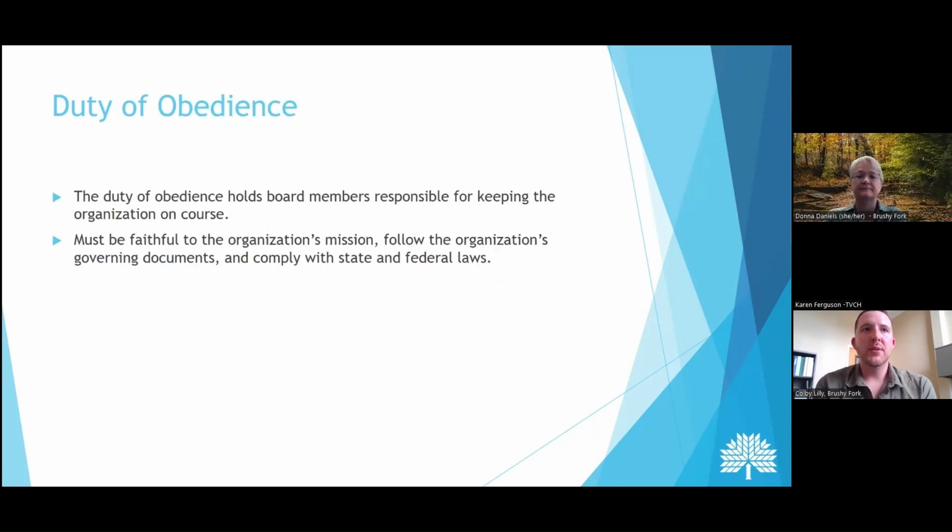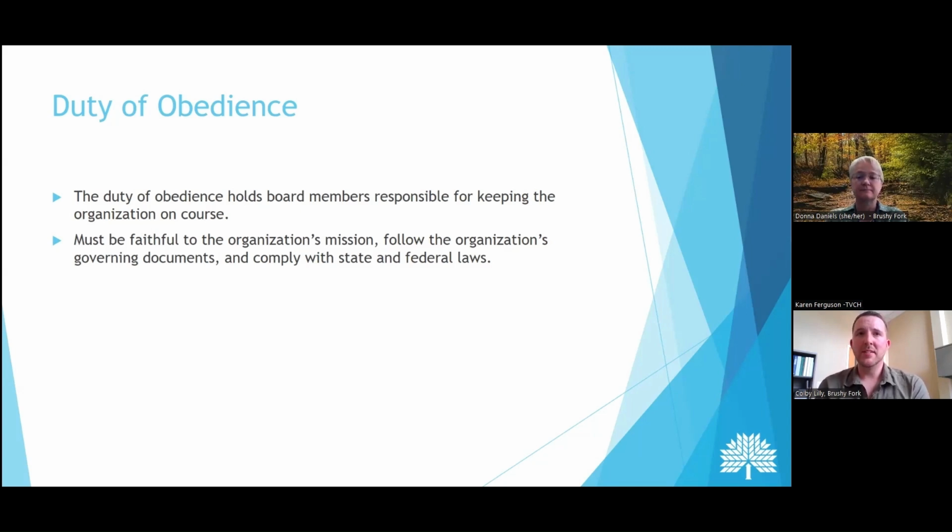And lastly, of the three duties is the duty of obedience. Duty of obedience is about following the law, ensuring compliance, and reviewing bylaws. The duty of obedience holds board members responsible for keeping the organization on course. As a board member, you must be faithful to the nonprofit organization's mission, follow the organization's governing documents, and comply with state and federal laws. This is a part of the commitment one pledges when they join a board.